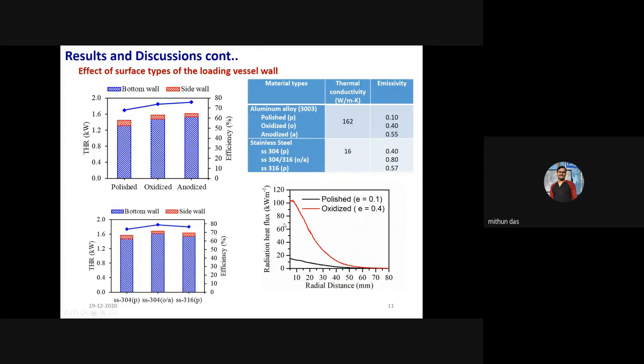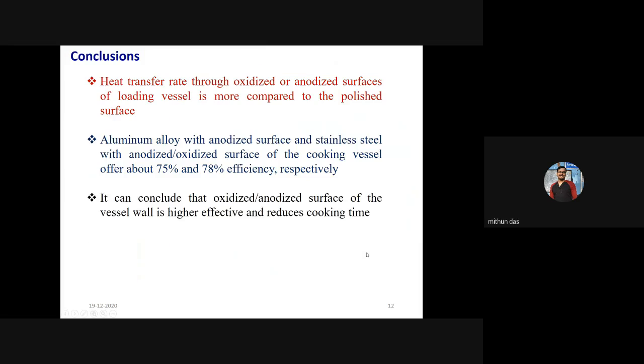Also, if you see the radiation heat flux through the bottom wall, for the polished surface the radiation heat flux is very low compared to the oxidized or anodized surface. And in conclusion, the heat transferred through the oxidized or anodized surface of the loading vessel is more compared to the polished surface.